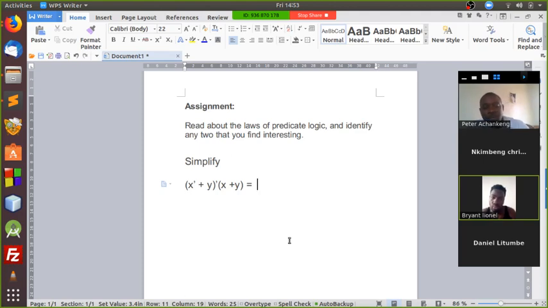So the first step is that we apply De Morgan's law. You apply De Morgan's law there, and what you get now is that the expression up there is equal to x prime multiplied by y prime times x plus y.